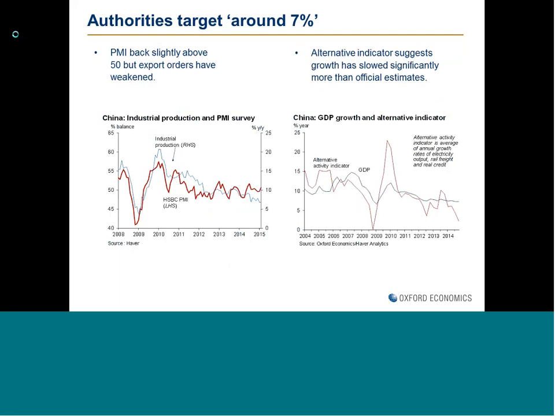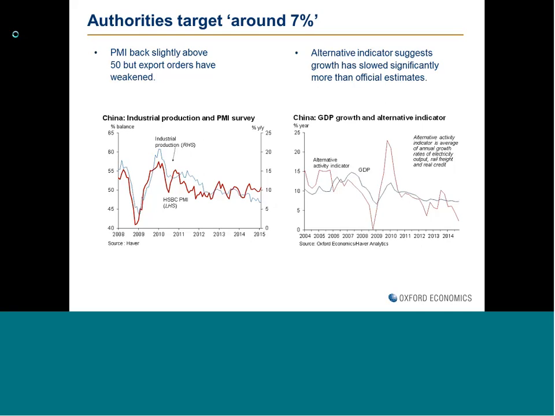Given these factors, we have seen that the authorities have lowered their growth target to something a little bit more achievable of around 7%. This is versus the 7.4% actual growth they experienced last year. However, if we look at the alternative indicator of GDP growth, which takes into consideration electricity, rail freight and real credit, it would suggest that GDP growth has already slowed significantly below what industrial production or the official stats would suggest.